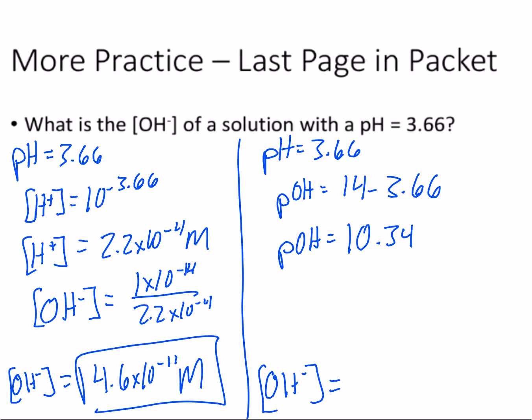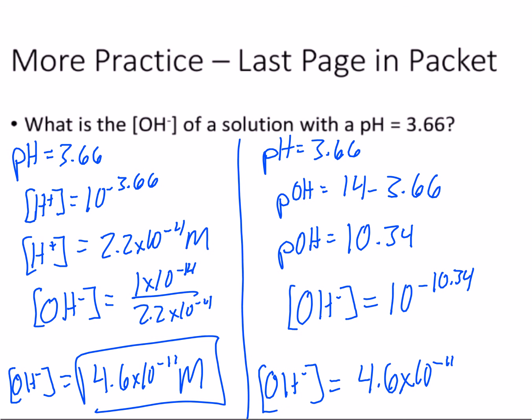Yeah. Now I'm going to come back to here. Hydroxide ion concentration then, folks, is just 10 to the negative pOH. So that's 10 to the negative 10.34. Josh, what do we get here? You don't know? All right, somebody else. It's the same answer, folks, as the other method. Absolutely.